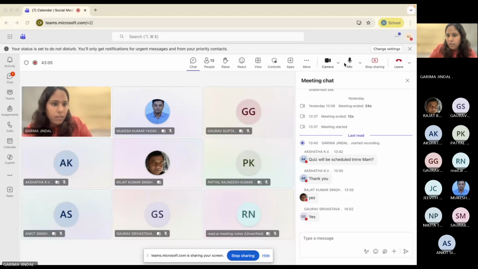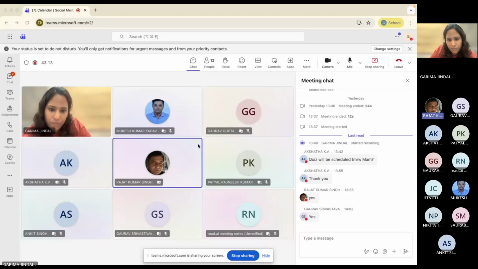Ma'am, quick question. Yes, I wasn't paying attention earlier. What is the title of this topic that we are studying today? Centrality. How do you calculate the importance of a node?